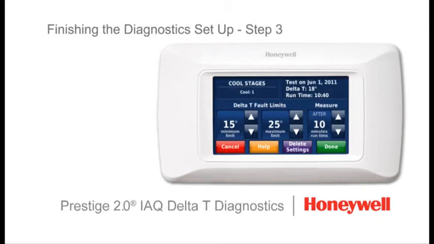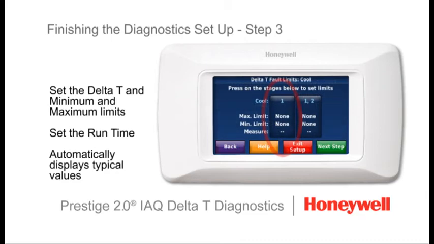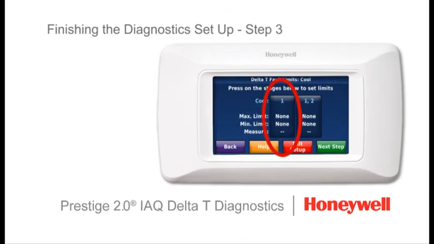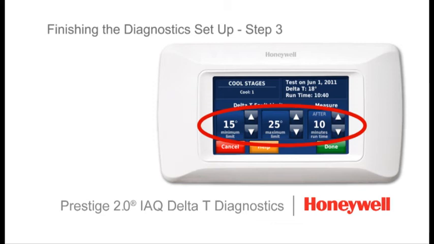Next, use the saved test data located in the upper right corner of the screen to set the delta T minimum and maximum limits and the runtime. Press on stage 1 to set limits and runtime. Set appropriate limits and runtime based on the data saved from the equipment test. Press Up/Down. Set appropriate min/max limits. Select a runtime based on when delta T began to stabilize during the equipment test.